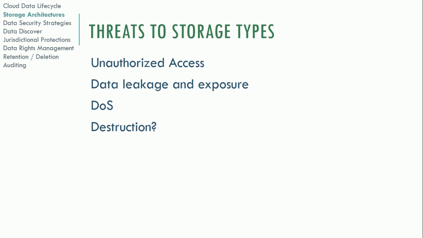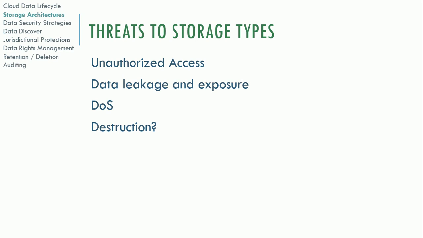Now, once we start storing data into the cloud, we have to think about some of the threats to these different storage types. So some of those threats in the cloud, unauthorized access becomes a much more acute threat because we don't have as much control of that access. If we're calling an API to store our data, somebody else could call that API and pass the same credentials and access the data. They no longer need physical access to our data centers to do that.